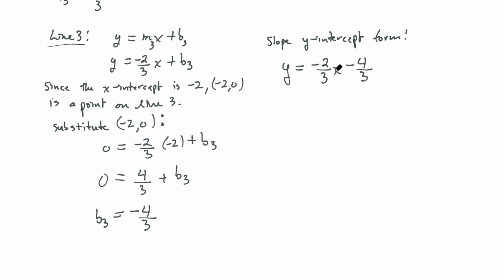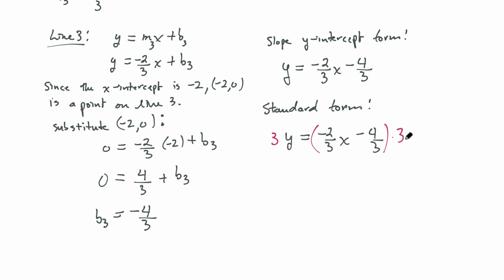To write this equation in standard form, we need to first clear the fractions in this equation. So we have that y is equal to negative 2 over 3 times x minus 4 over 3. We'll multiply both sides of the equation by the least common multiple of the denominators of all the terms, which would be 3. So we'll multiply both sides of this equation by 3.